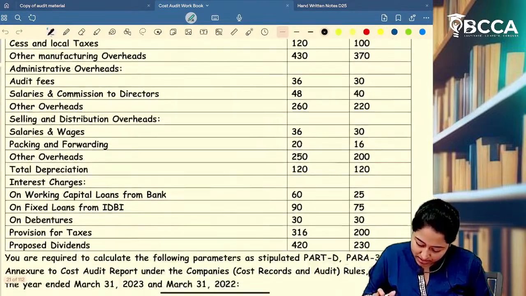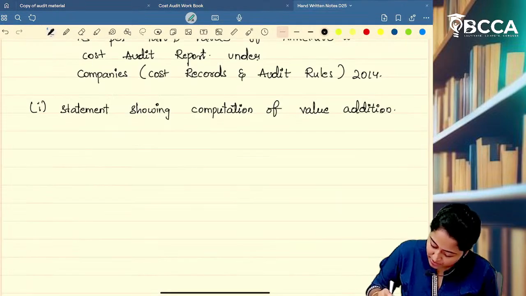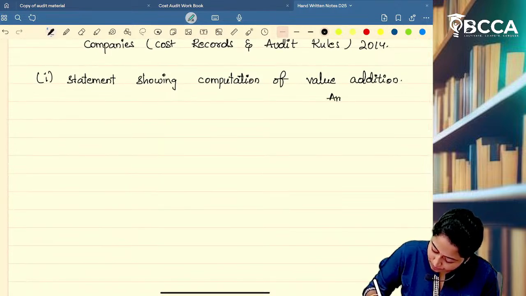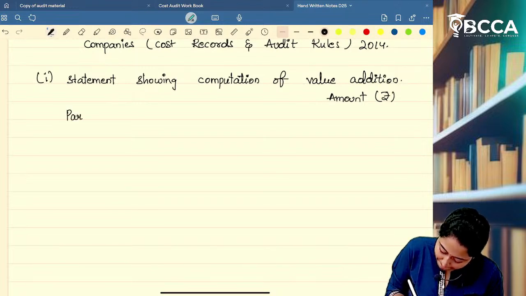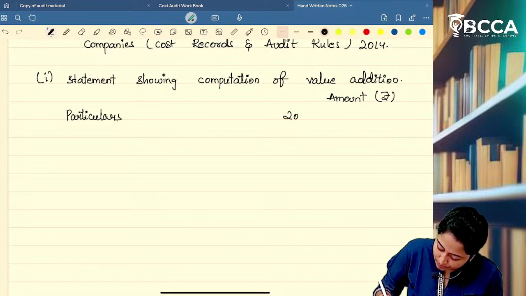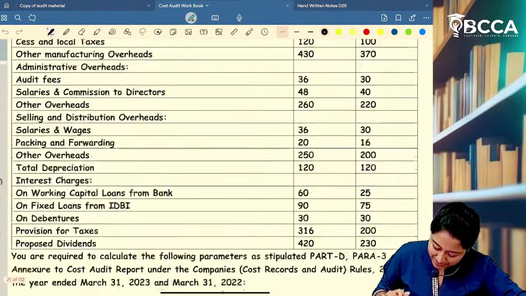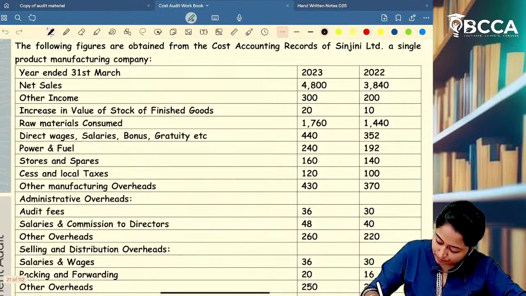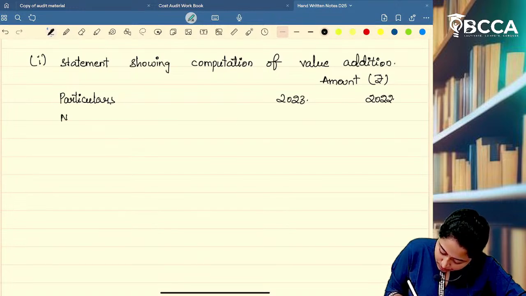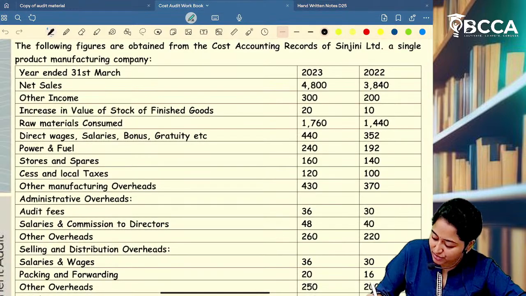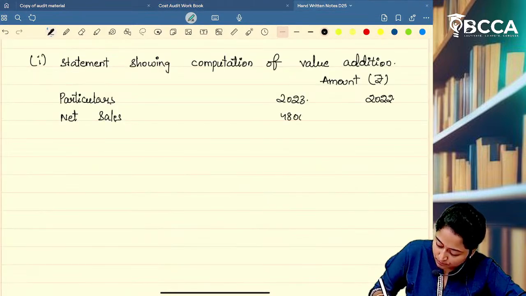Regarding amount, nothing is given, so for amount you will just write rupees. Amount in rupees. Particulars, 2023 and 2022. Okay. Now, first we'll start with net sales. It is 4,800 and 3,840.